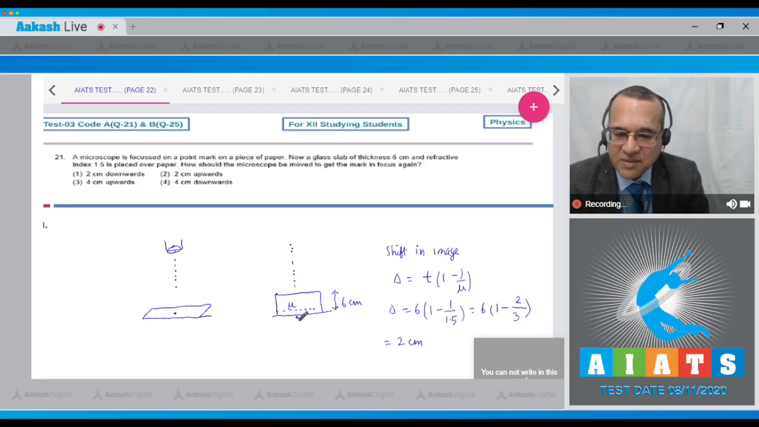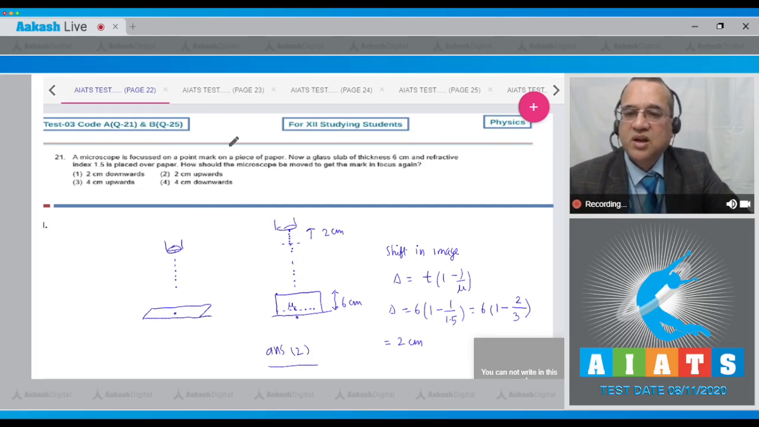So due to this slab, the object image appears at this point, and to refocus it, you have to move the microscope up by the same distance. So this microscope should be moved by 2 cm in the upward direction. So the answer to this question is option number 2. So let's move to the next problem.